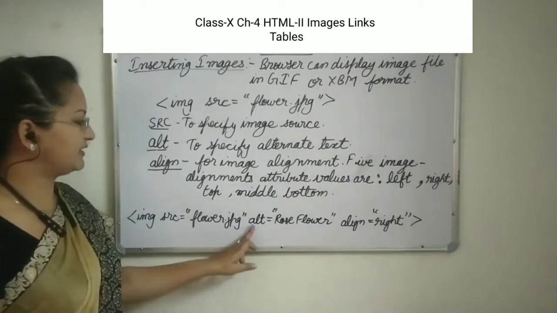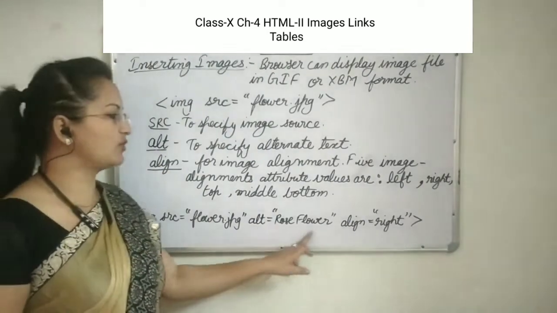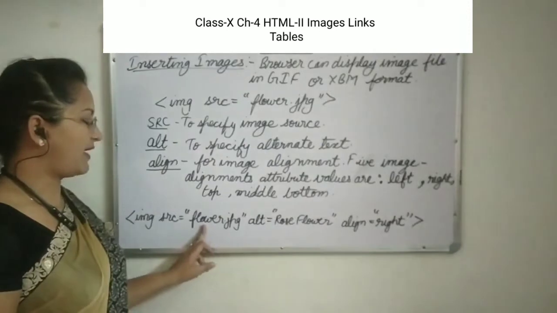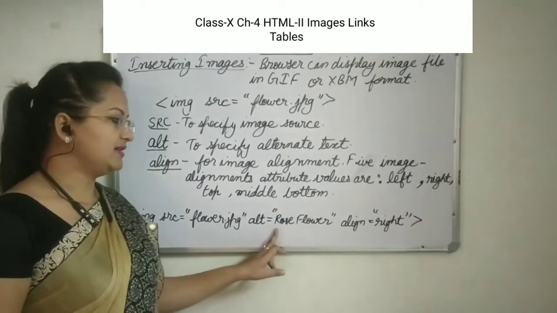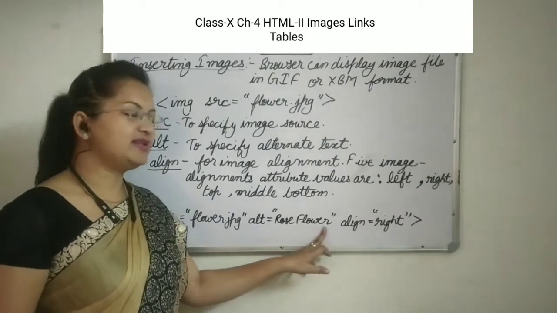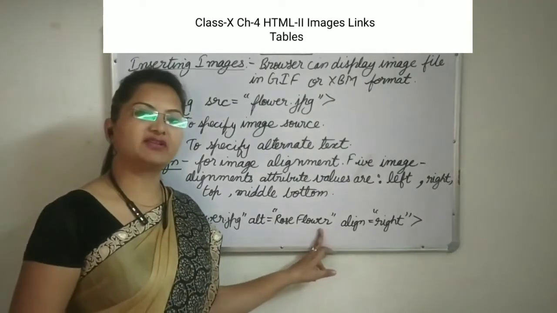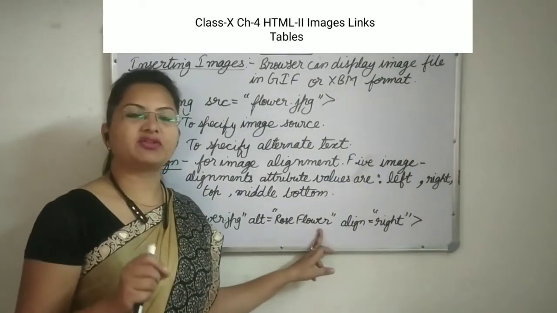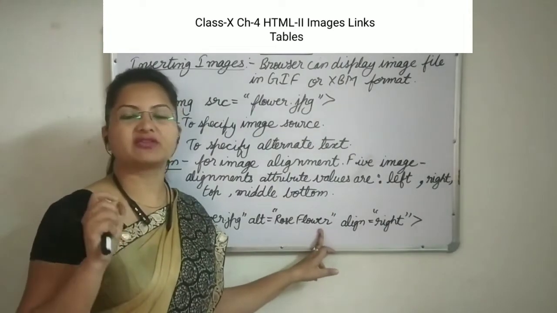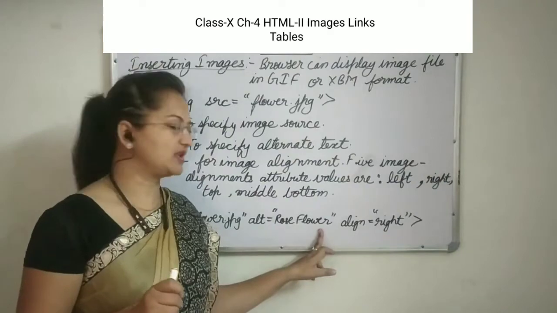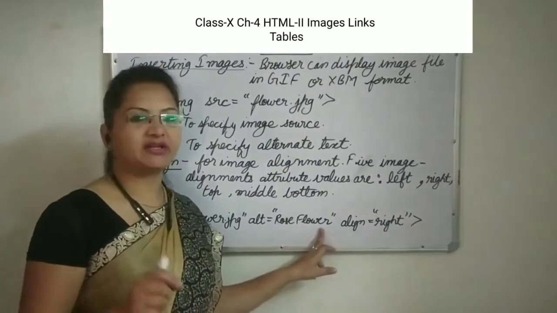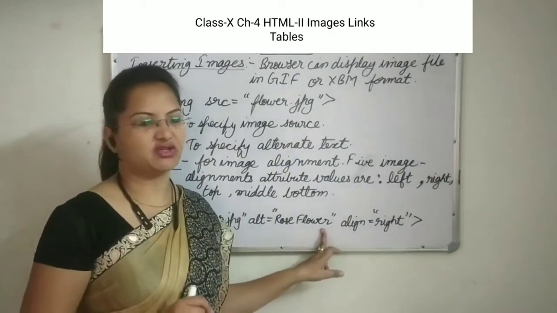See, here I have written ALT equals rose flower. If I have put a picture of a rose here, then in the alternate text I will write rose flower. Why have I written so? Because if the rose picture is not loading because of bad internet connectivity, we will be able to see the alternate text in place of the image.